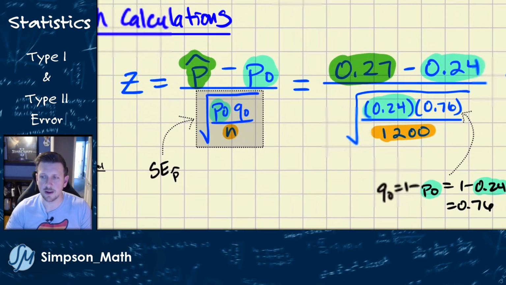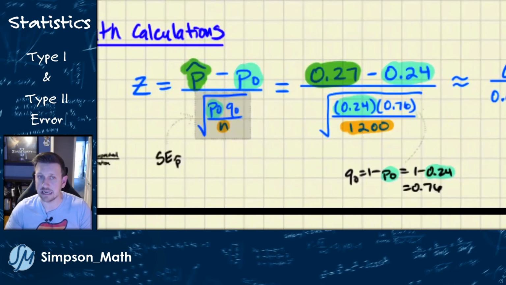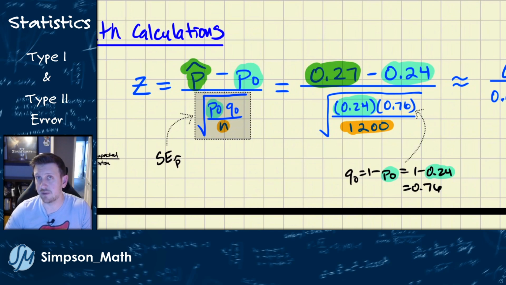So here I'm plugging in my numbers. These numbers and the highlighting come from what we saw above, what I highlighted. So here's my p hat. There's that p null, p null again. q null is 1 minus the p null to get 0.76, and then divided by my sample size. And the last of my sample size is 1200.